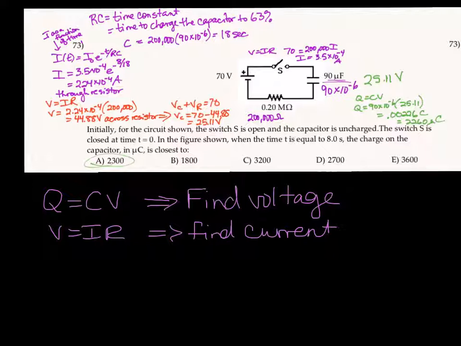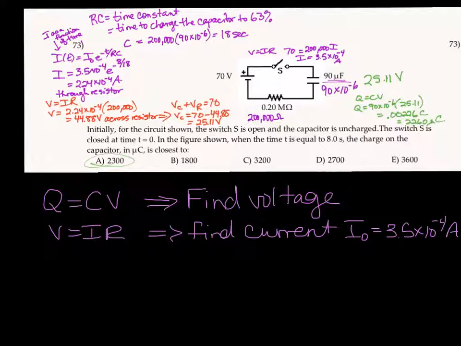Okay, so we have our initial current. Our initial current is 3.5 times 10 to the minus 4 amps. Okay, so then the switch closes, the capacitor starts charging. So our capacitor here is starting to charge, and so that's decreasing the current that's going through our RC circuit.